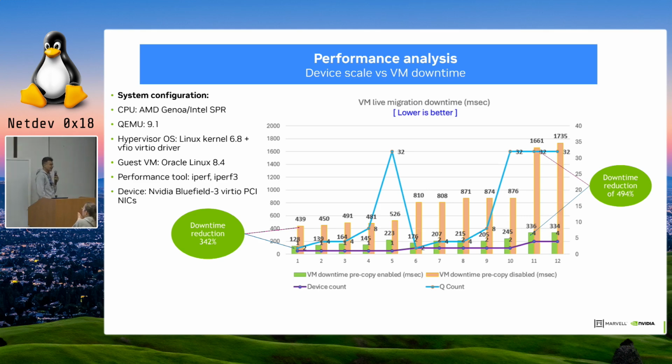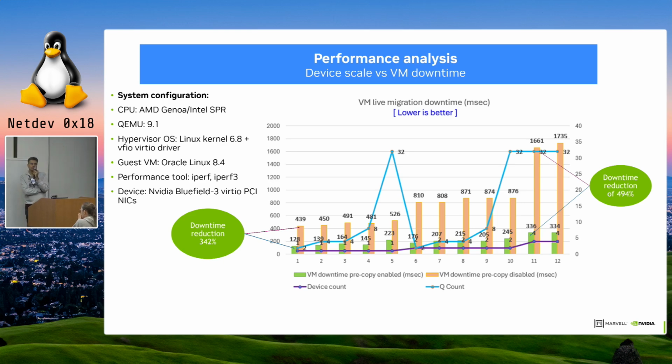Keep in mind, we still don't use the page pool in the virtio-net driver. Numbers are without page pool. And we took the virtio BlueField-3 DPU as our NIC, virtio NIC. So what do we see? The green graphs are the downtime with pre-copy enabled, and the orange one is pre-copy disabled. So I'll focus on a few.